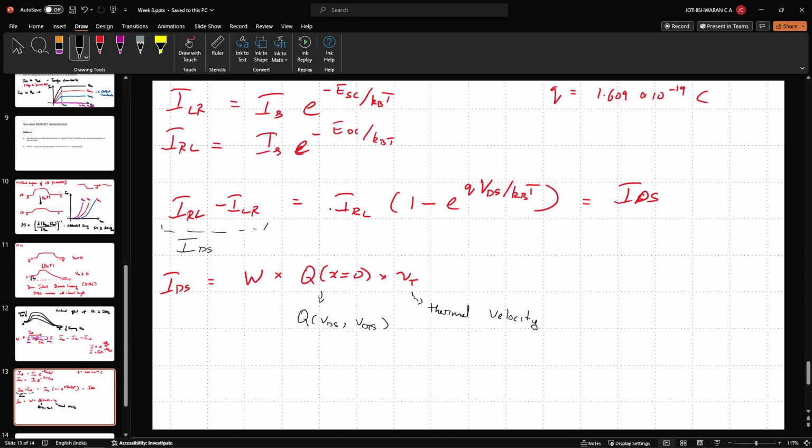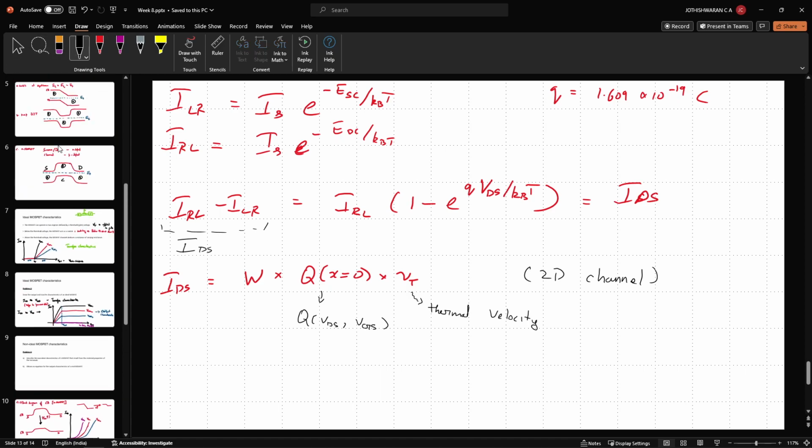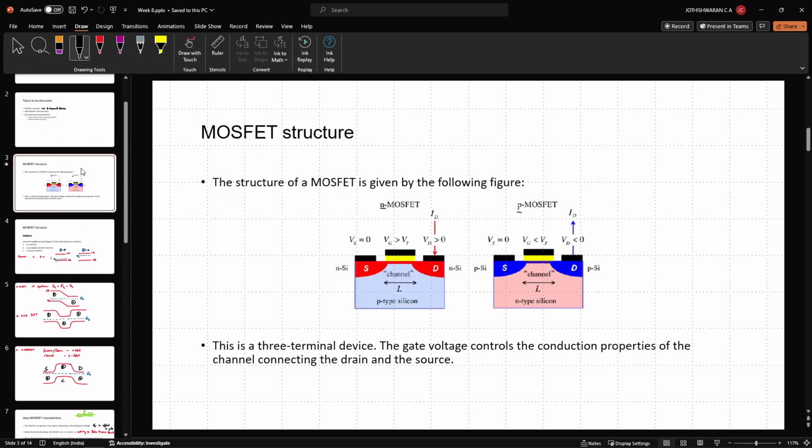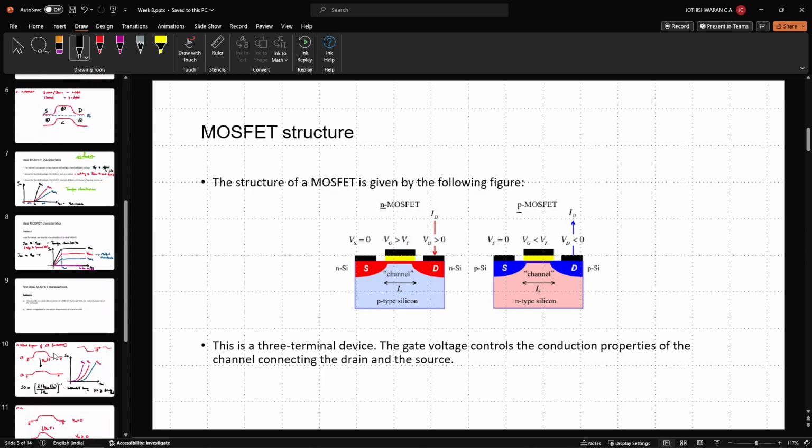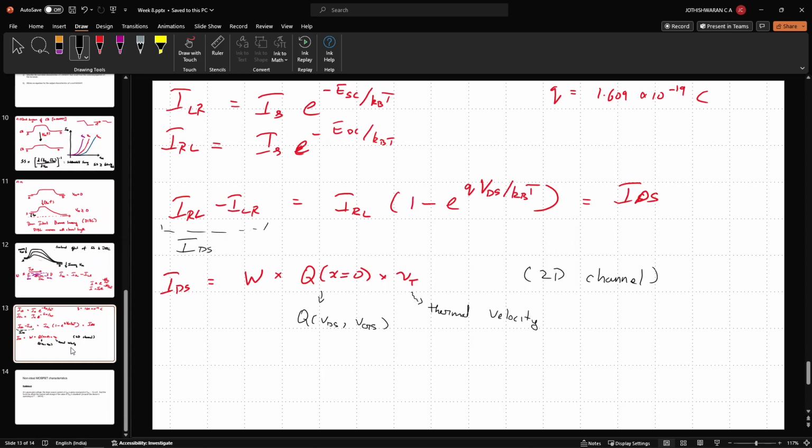We are assuming a 2D channel here. Otherwise this would be the area of cross section. I will also mention that here. We are assuming a 2D channel, which is actually not an inaccurate assumption, because even if we have a bulk device, the inversion layer that forms between the source and the drain is a quasi 2D region. So this assumption that the channel is 2D is actually not a bad assumption. It is a very realistic, valid assumption. Okay. So we also have this.